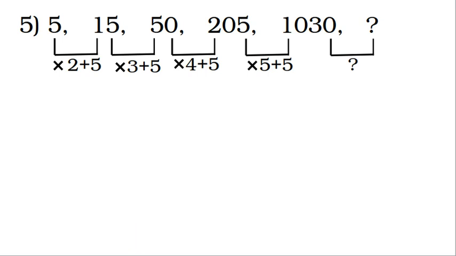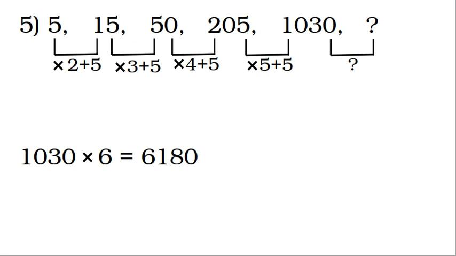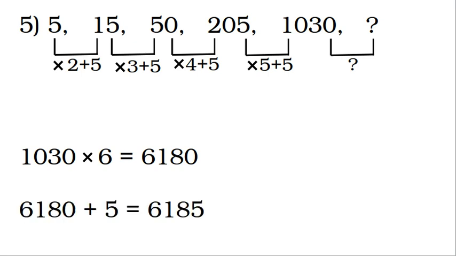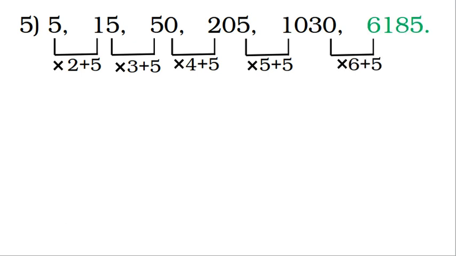Once you observe these things, into 2 plus 5, into 3 plus 5, into 4 plus 5, into 5 plus 5. So 1030 into 6 is 6180, plus 5 is 6185. So your answer will be 6185.